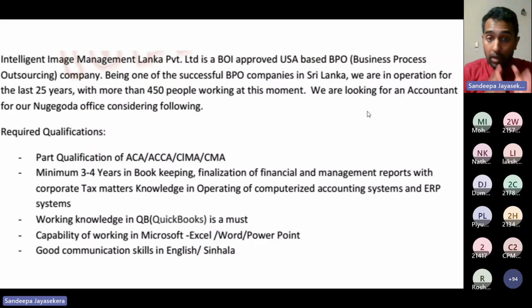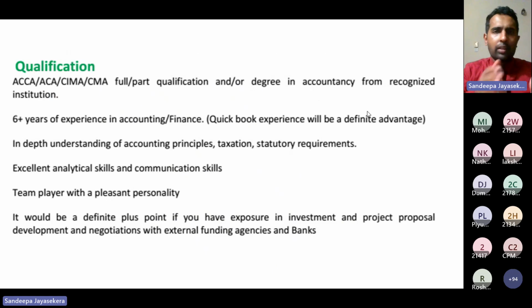QuickBooks system is a must. They clearly mention it, and capability of working in Microsoft Office, Word, and PowerPoint, and good communication skills in English and Sinhala. So like that, the list goes on. Right, let me share another one. This is also relevant to that same area.